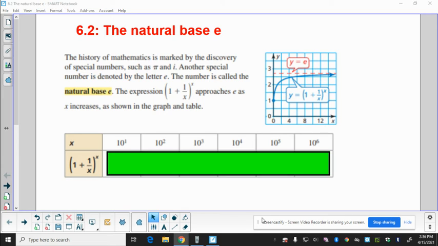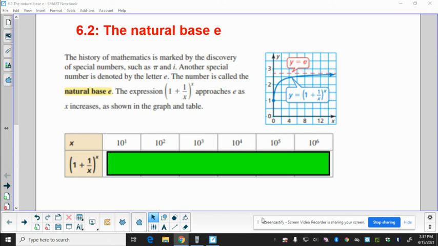It's a special number. It seems to occur quite often, I should say, in mathematics. And we need to learn what it is and how to calculate with it today because we are going to run into this number quite a bit in the future. So I want you to be familiar with it.